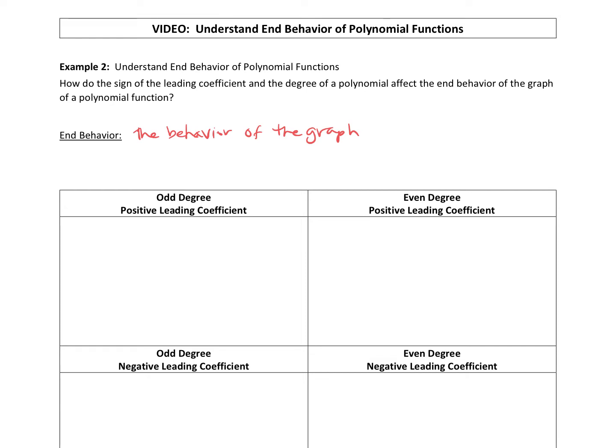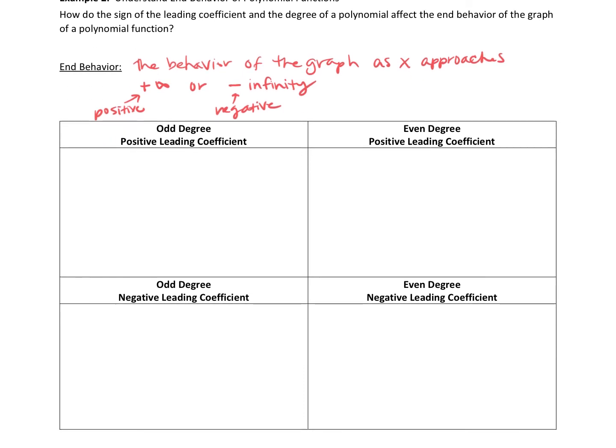as x approaches positive infinity. I'm just going to put a plus for positive infinity or negative infinity. Maybe we should write that in. That looks a little weird in this sentence. Positive and negative infinity. Okay, so let's look at some examples and make sense of what the idea of end behavior is.